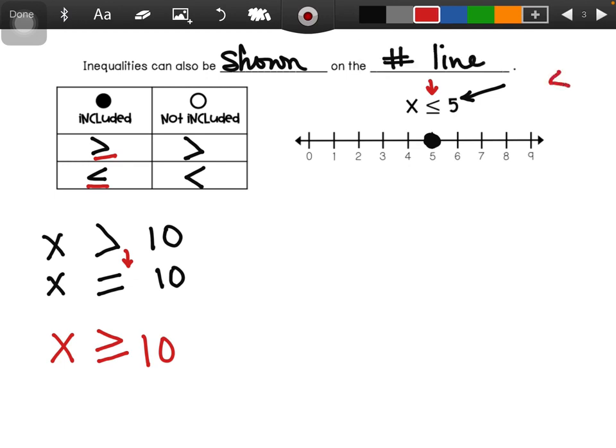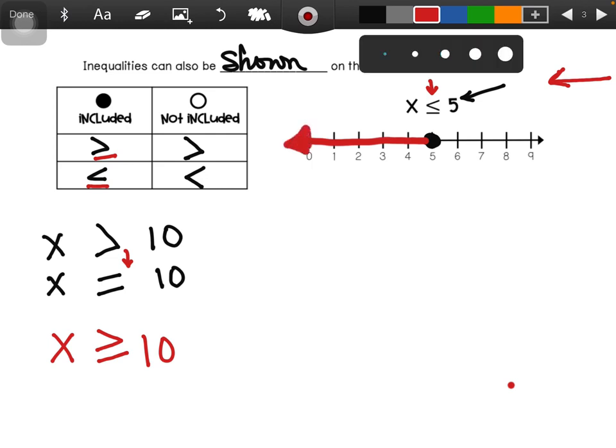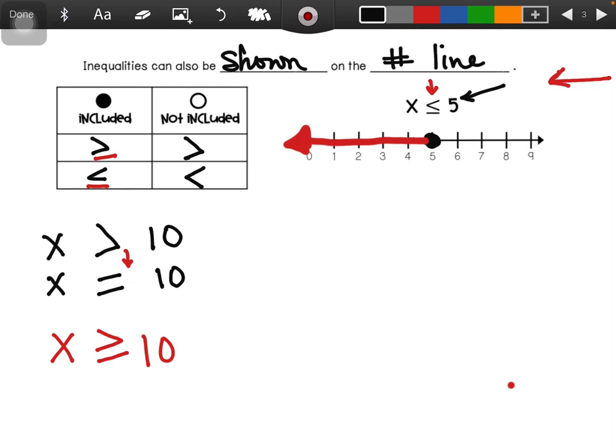Well, I have a less than sign, which I know, again, if I just draw my arrow coming out of it, that tells me the direction my sign's going to go. So my sign in this case is going to go left. Okay? If I had a greater than sign, it would go the opposite direction. Okay, so X is greater than or equal to 5.